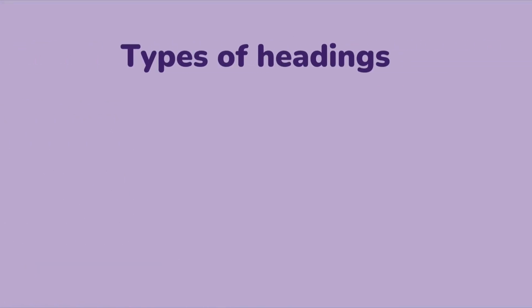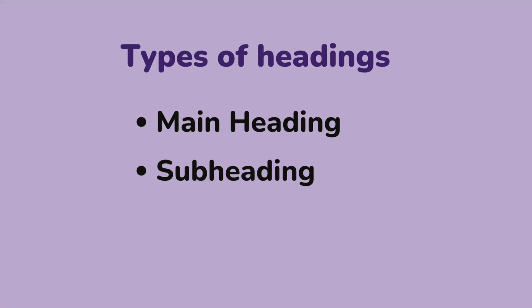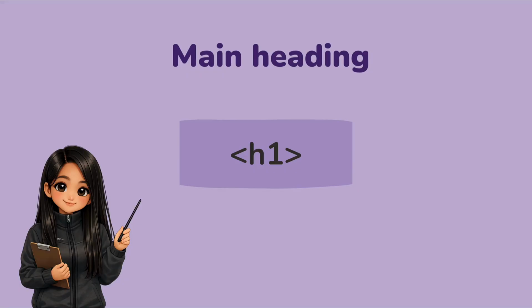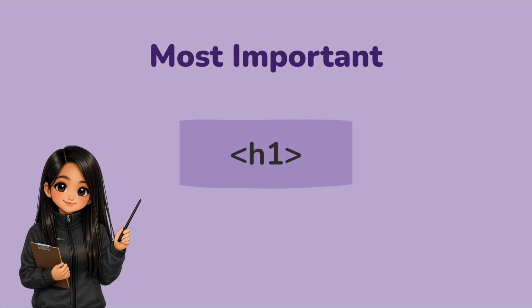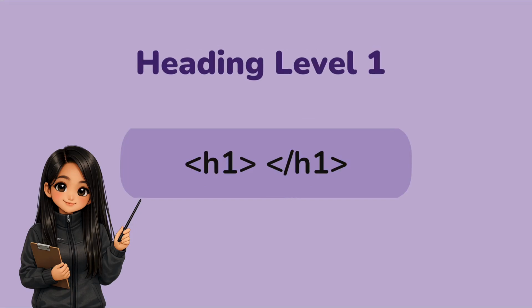We have different types of heading, main headings and subheadings. That is why HTML gives us different heading levels. For the main heading we use the H1 tag. H1 means heading level 1 and it is the most important heading on the page. To create a heading, we simply place the heading text inside the H1 tag. The first H1 is the opening heading tag and the second H1 is the closing heading tag. Notice there is a / in the closing heading tag, and any text inside this becomes a heading 1.